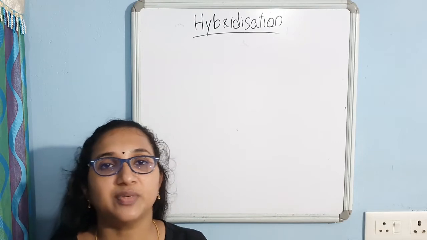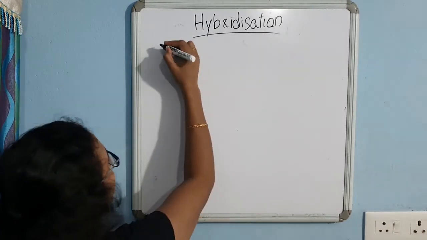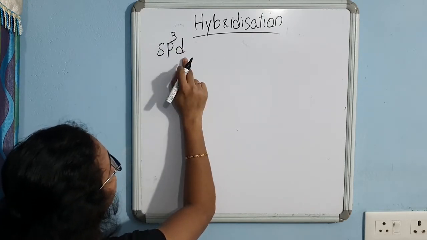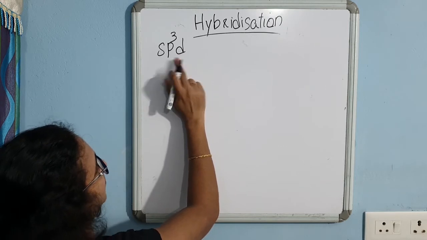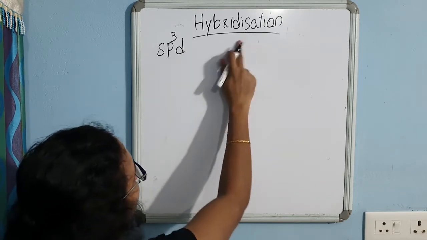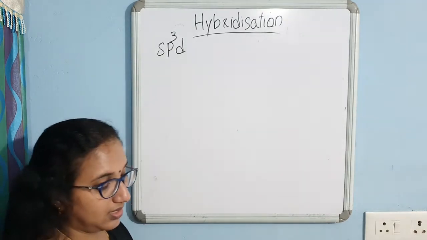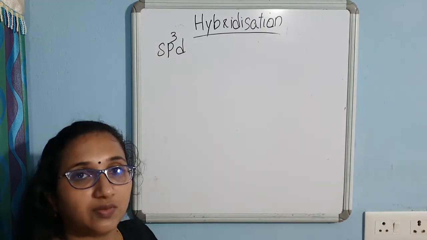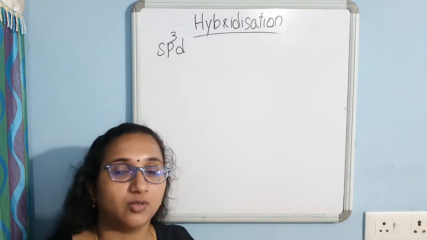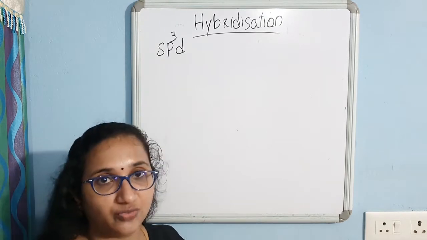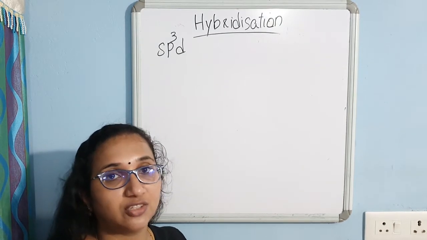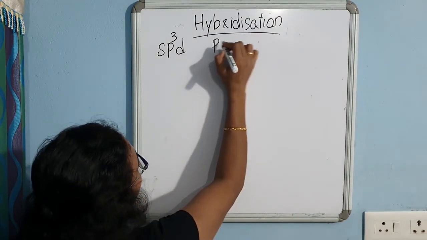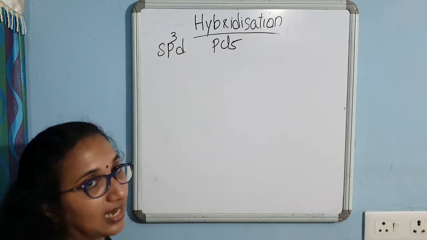Next, let's take sp3d hybridisation. So sp3d means now we have one d orbital also involved. The total number of orbitals would be 5: 1s, 3p and 1d. So an ideal example for this is a central element having 5 valence electrons. So it would be a 15th group element, that is the nitrogen family. So we can take phosphorus. Nitrogen we cannot take because it doesn't have d orbitals. So we can take PCl5 as the example for this sp3d hybridization.